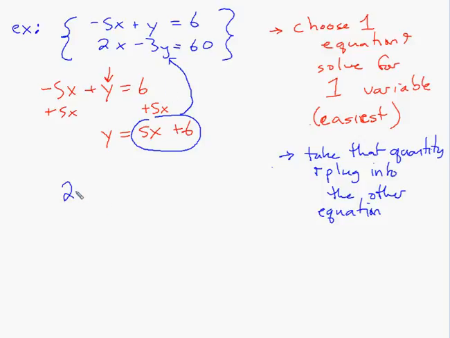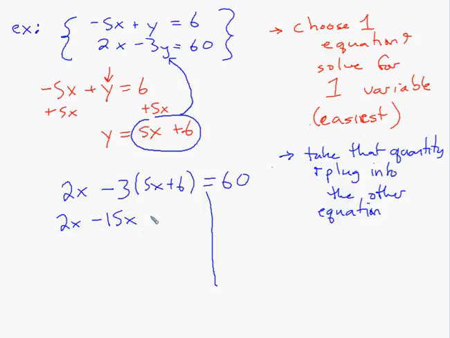So what will I write? 2x minus 3. Now I need to be careful. Put this in parentheses. And what's going into parentheses? 5x plus 6. And that's going to equal 60. Now, what should I do first? Distribute. Distribute a negative 3. Watch your negative. So I get negative 15x minus 18 equals 60.